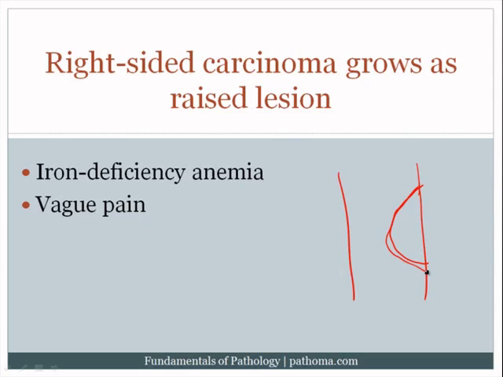This would then result in iron deficiency anemia. The right-sided colon has a much larger luminal caliber than the left side, and so you don't really get obstructive symptoms. You get bleeding. In particular, you can see small amounts of bleeding, which would slowly over time result in an iron deficiency anemia. And you would also get vague pain. Now again, right-sided carcinoma is more classically associated with the microsatellite instability pathway. Again, important to note, left-sided usually associated with adenoma-carcinoma sequence, and right-sided usually associated with the microsatellite instability pathway.